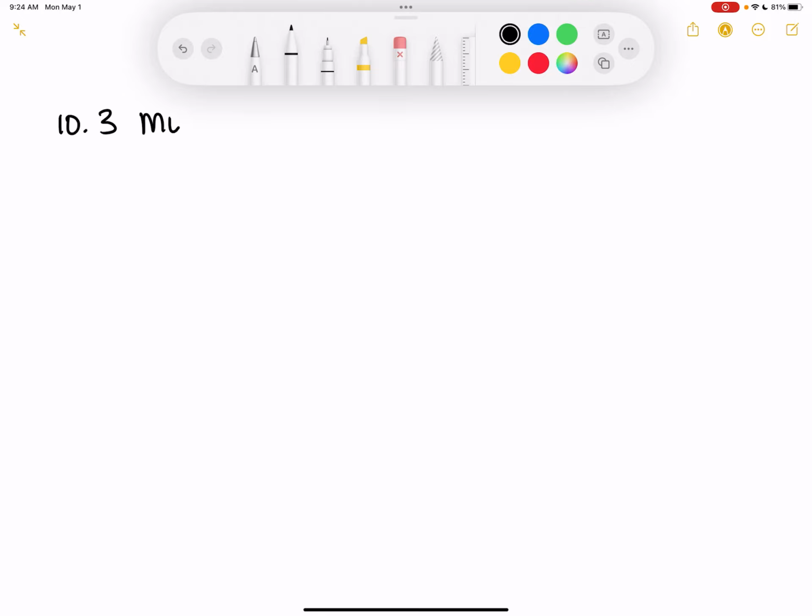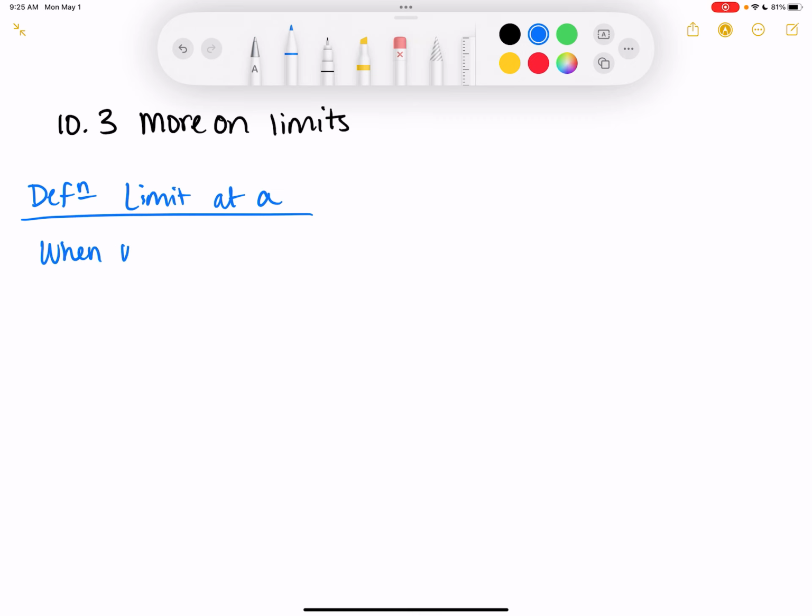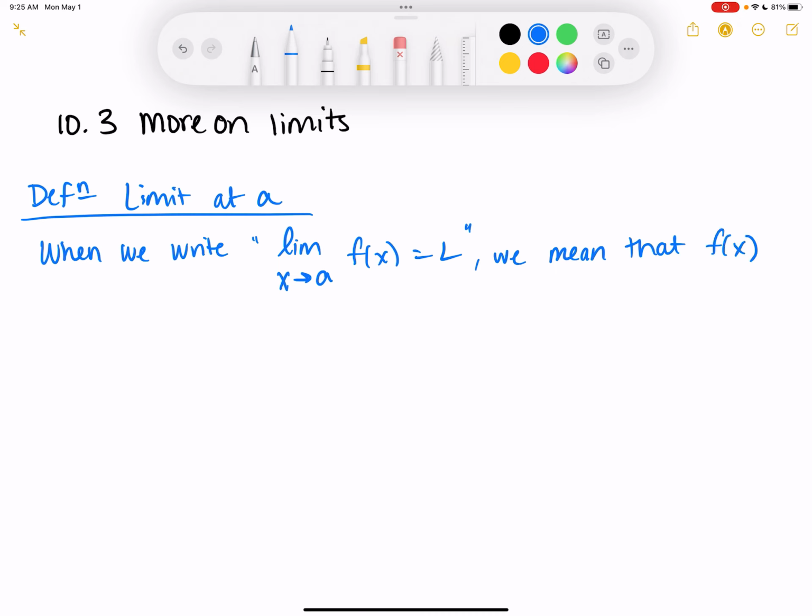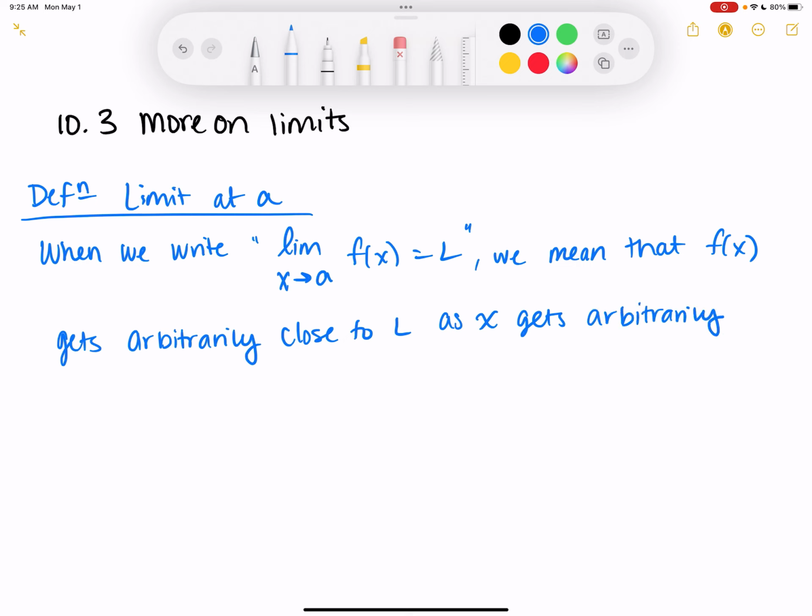All right, 10.3, it's called More on Limits. So, obviously, first and foremost, we have the definition of a limit at A. So, when we write the limit as x approaches A of f of x is equal to L, we mean that f of x gets arbitrarily close to L as x gets arbitrarily close but not equal to A.